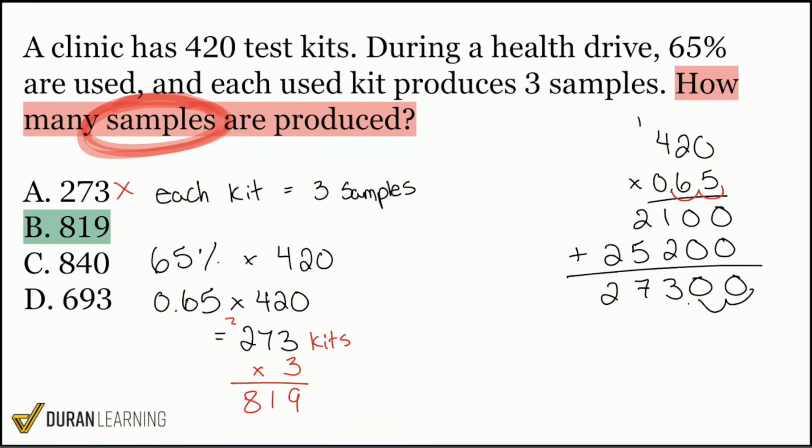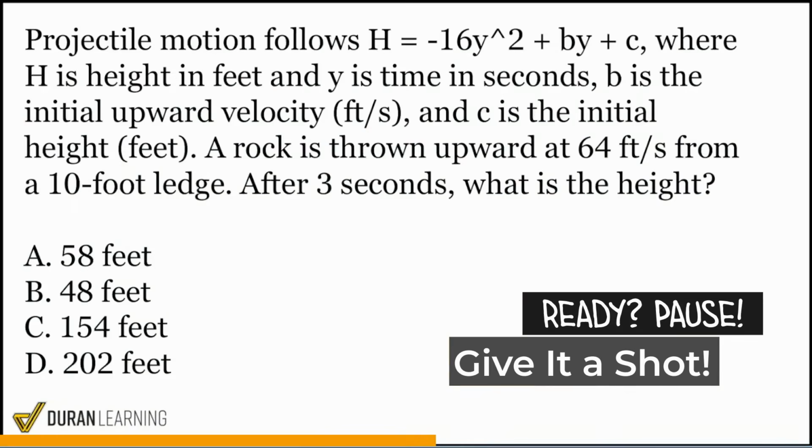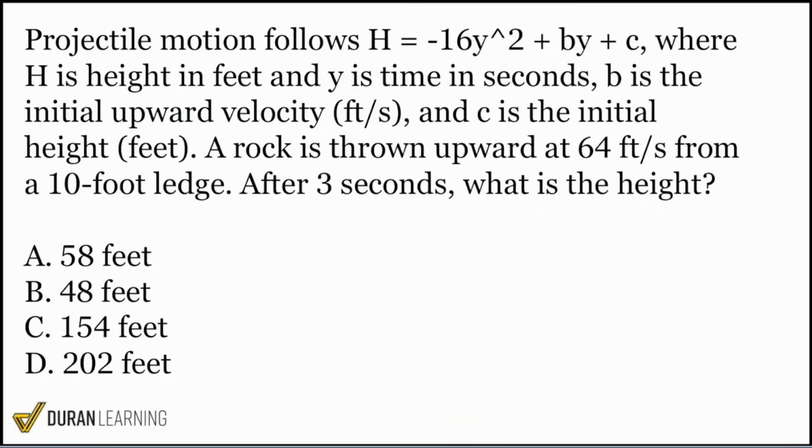All done. So new problem, and we'll start here with the question sentence saying, after 3 seconds, what is the height? All right, sounds good. So after 3 seconds, what is the height? So in this problem, I know that I'm looking for the height, and my equation that's defined here for projectile motion says that it follows the equation h equals negative 16t squared plus bt plus c, where h is the height in feet, and t is time in seconds, b is the initial upward velocity, and c is the initial height.